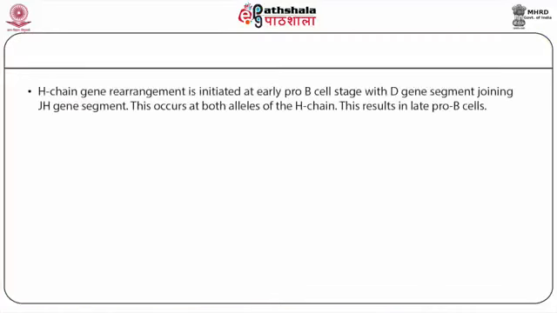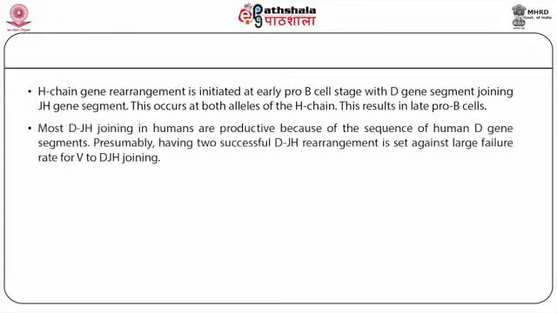H chain gene rearrangement is initiated at the early pro-B cell stage with D gene segment joining JH gene segment. This occurs at both alleles of the H chain. This results in late pro-B cells. Most DJH joining in humans are productive because of the sequence of human D gene segments. Presumably, having two successful DJH rearrangements is set against the large failure rate for V to DJH joining.